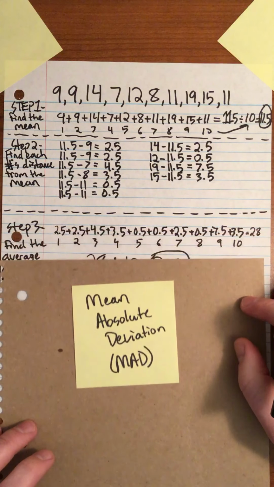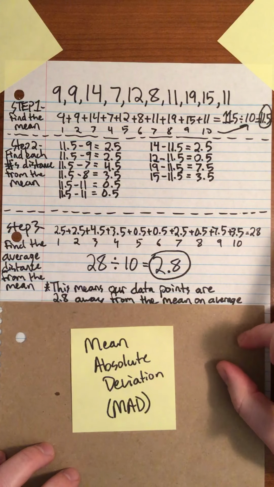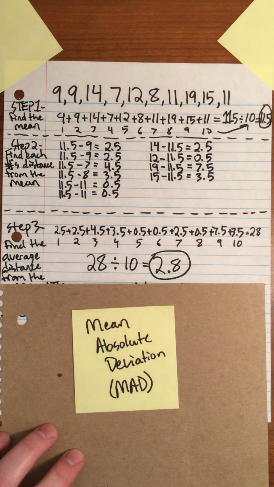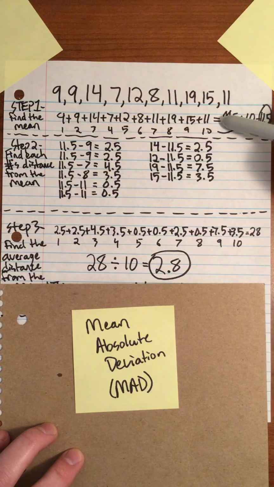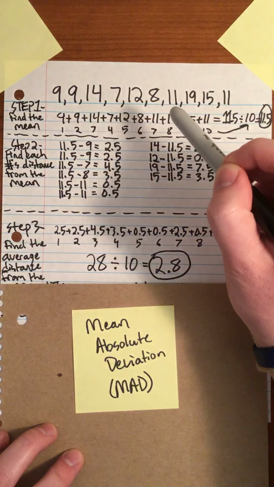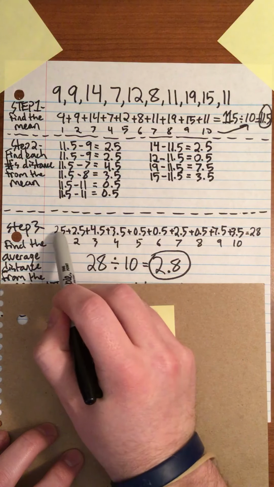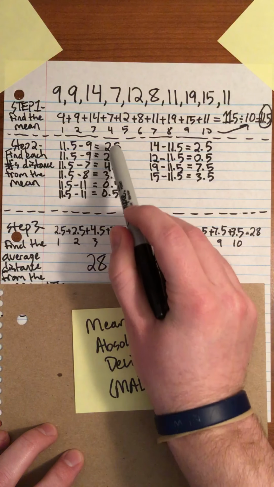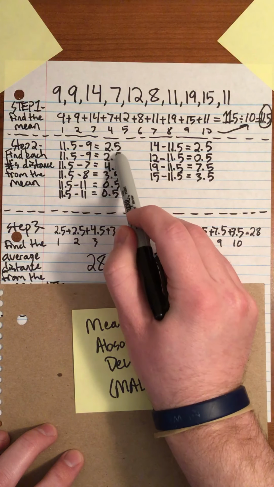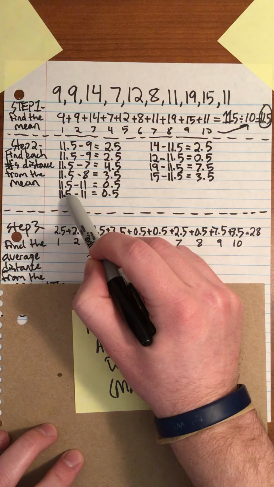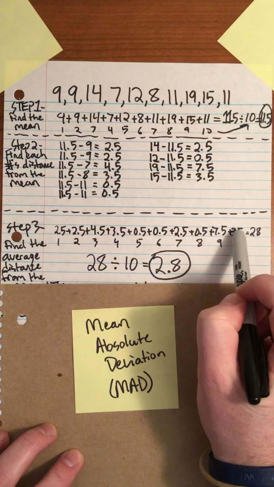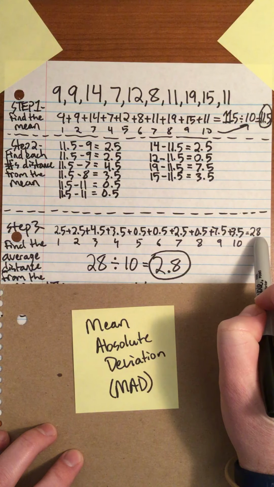Moving on to step three, we have to find the average distance from the mean. Okay, this is actually going to tell us what our mean absolute deviation is. So just like we did finding the mean for the data set, to find the mean for how far everything is, we add those distances up. So you'll see that after I found how far each point was from the mean, I rewrote those distances down here and added them all together to get 28.